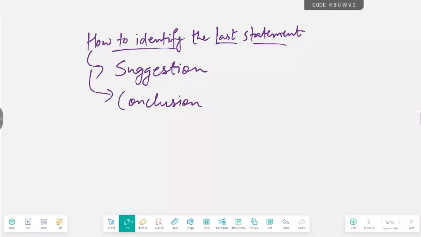We do not have to fall for the trap wherein there are words like at last, in the end, finally, therefore. मतलब ज़्यादातर क्या होता है कि ऐसे words जब आते हैं at last, in the end, finally, so we are just tempted to mark that as our last statement. But that is not the case in every para jumble. It may happen in some para jumble, but not necessarily in every para jumble. So to avoid that mistake, we need to find out whether that statement is giving us any suggestion or any conclusion. Is that clear?